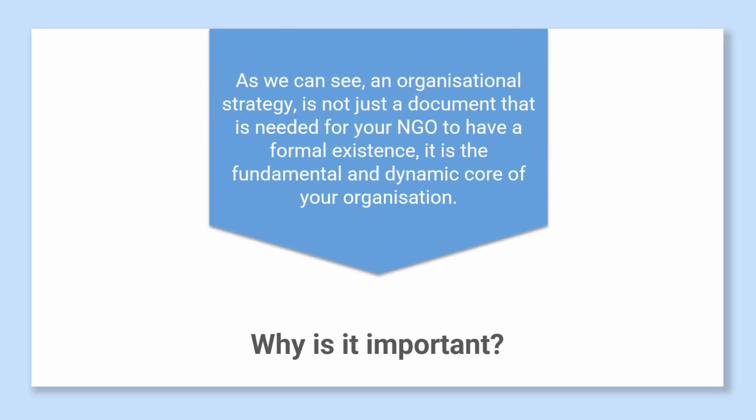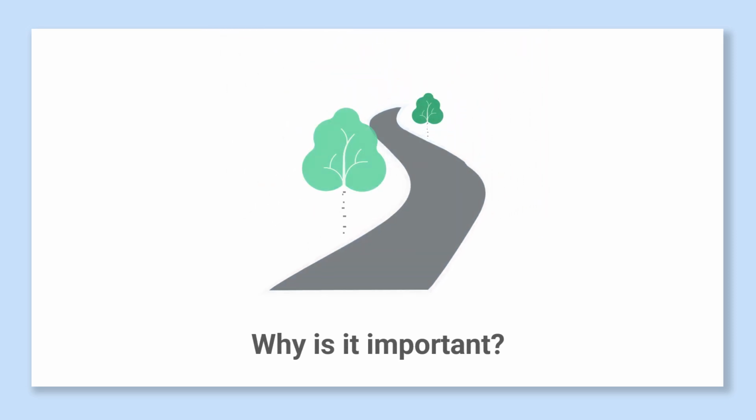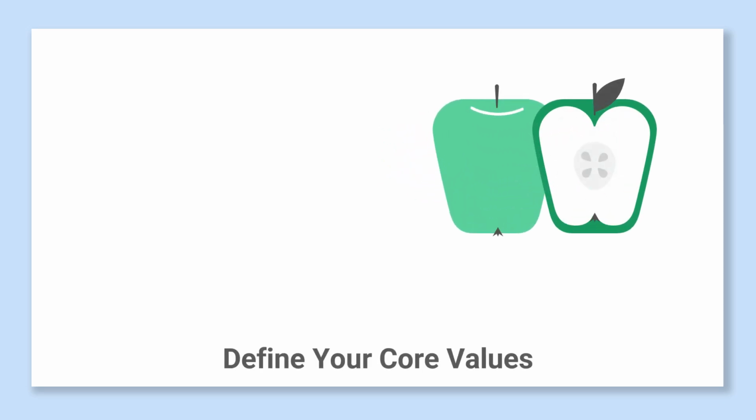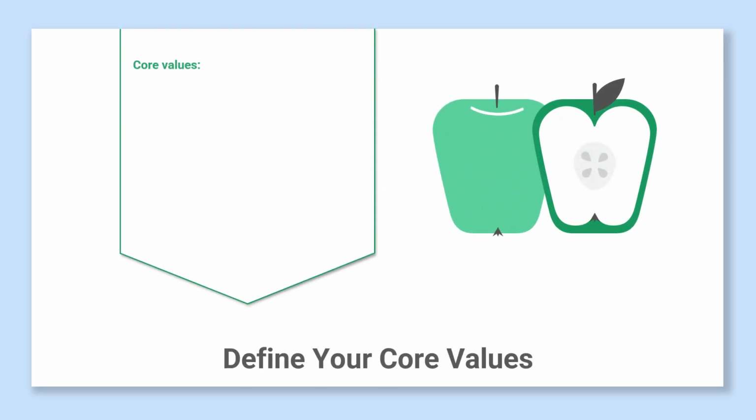As we can see, an organizational strategy is not just a document that is needed for your NGO to have a formal existence. It is the fundamental and dynamic core of your organization. There is no shortcut to develop your organizational strategy, and it can risk becoming a frustrating process. But since you are participating in this course, then most likely you are already halfway there. For now, let's start by looking at core values. Core values can be seen as the fundamental beliefs of your organization. They define who you are and what you stand for.